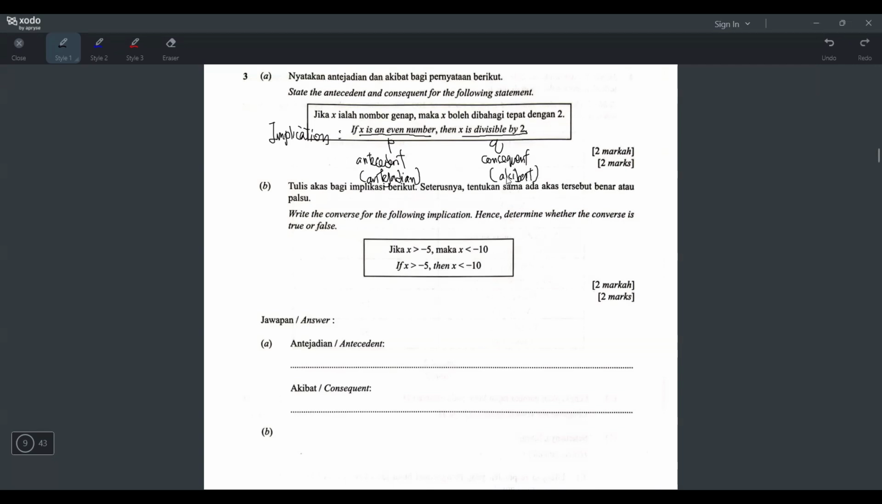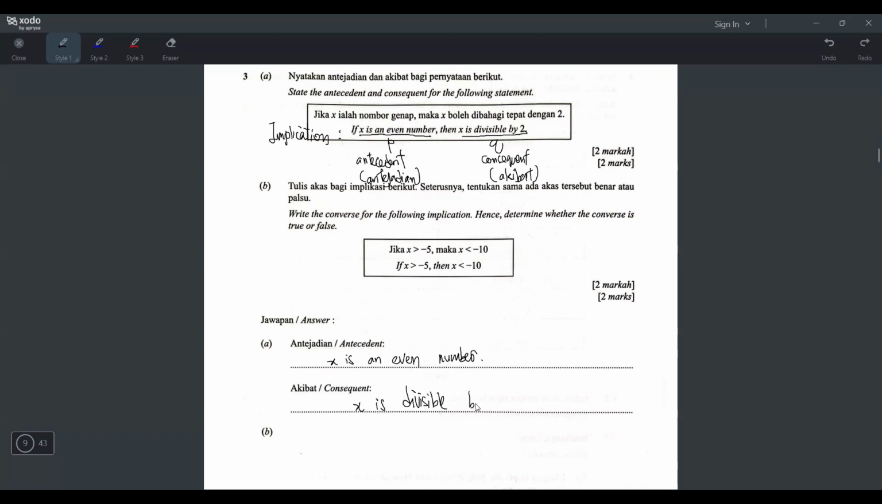So the question wants us to state the antecedent and consequent. It's very easy. The antecedent is x is an even number. Just write that. Don't write the if. So just write this. If you want to write in Bahasa Melayu, then you write x dialah nombor genap. Same thing, but usually I write in English. So the consequent is x is divisible by 2. Just write like that and it's done.